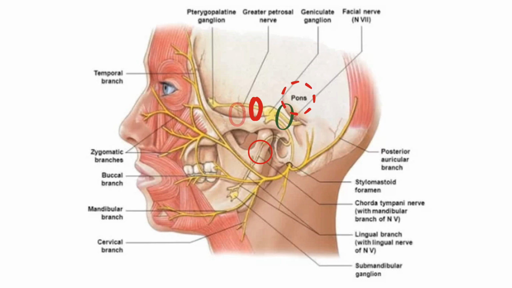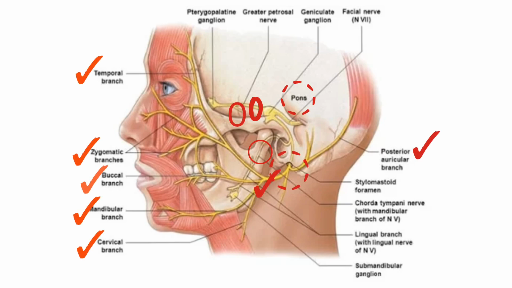After exiting from the stylomastoid foramen, it gives again 3 branches. This is the posterior auricular branch. This is the nerve to the posterior belly of the digastric, and this is the nerve to the stylohyoid. After giving these 3 branches, the nerve passes forward and it enters the parotid. In the parotid gland at the angle of the mandible, it gives 5 terminal branches: the upper temporal, then zygomatic, then buccal, then mandibular, and at the end the cervical branch.